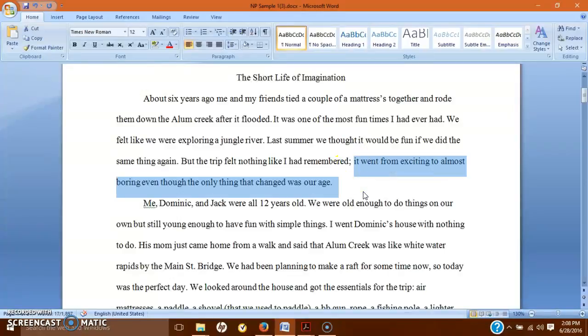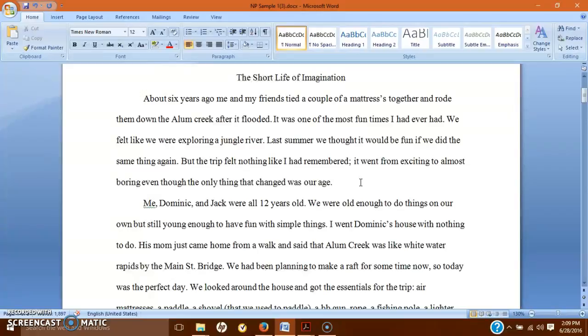It went from exciting to almost boring, even though the only thing that had changed was our age. So he's really saying the transition, the change that he will describe later in his conclusion from exciting to boring. But the only thing that changed was their age. So he's talking about how age or growing up, how entering adulthood alters perception. It alters how we experience the world, how he experienced the world.